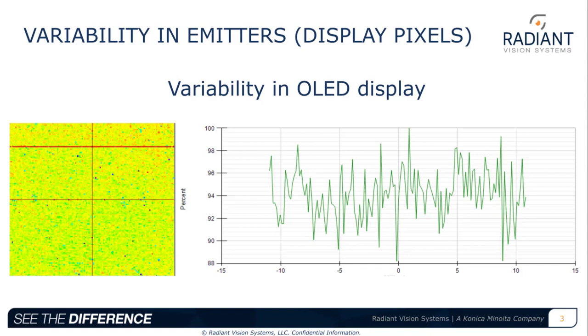What we show on the screen is an actual measurement from our Radiant software. This is a cross-section where you can see that from pixel to pixel, you can have variability of 10%. In this case, in order to increase yield and reduce variability from pixel to pixel, we want to measure each pixel and perform some type of correction to smooth out that variability. So in order to overcome the challenge of variability in emitters, we want to perform a correction.